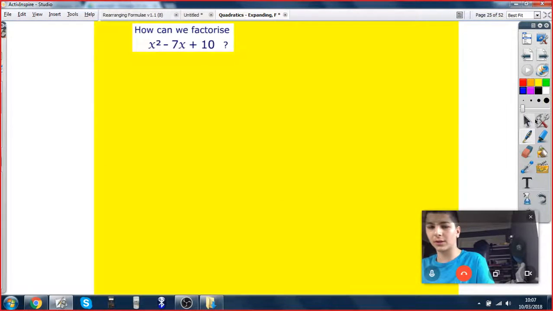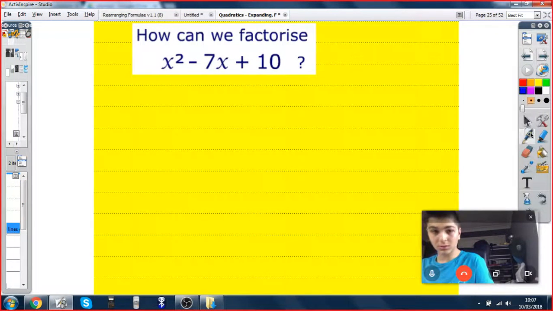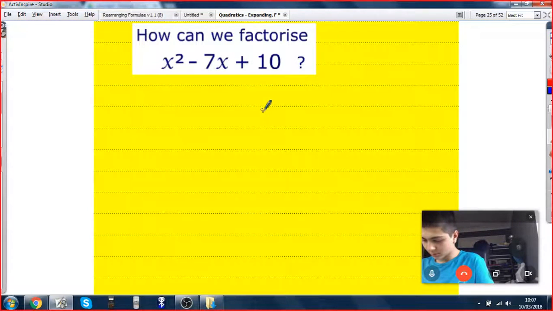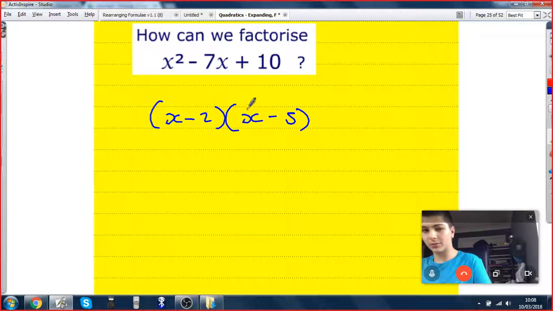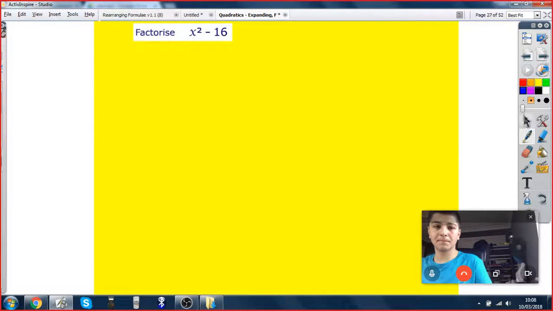How about this one? A minus and a plus. Would the answer be x minus 5 in brackets, and x minus 5 in brackets as well? That's it, yeah. So they have to both be minus, so that when you add them, you get a minus, and minus times a minus makes a plus.